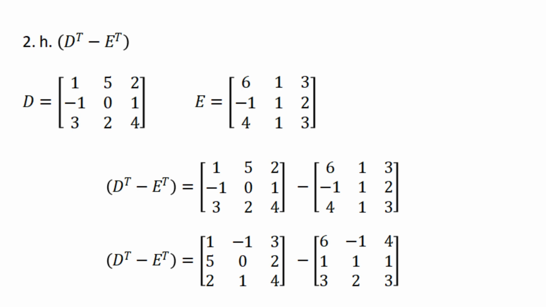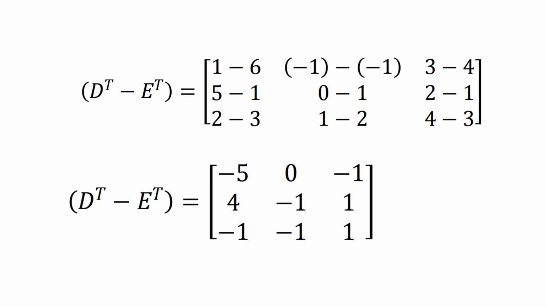We have column 1: 6, 1, and 3; column 2: negative 1, 1, and 2; column 3: 4, 1, and 3. As you can see, the first row of D and E becomes the first column of the transpose of matrix D and also E.